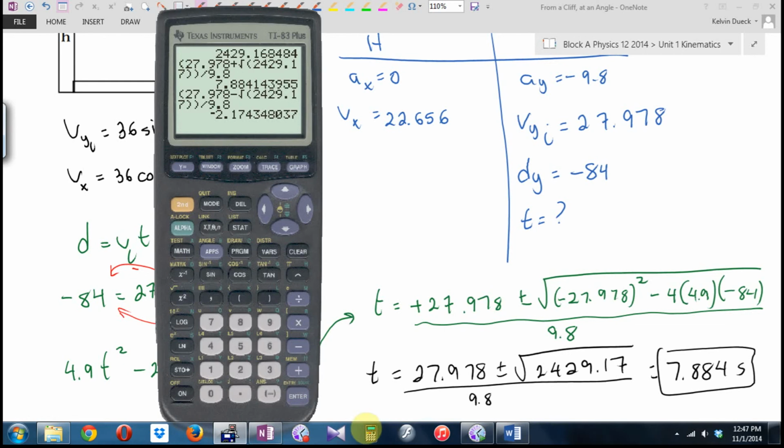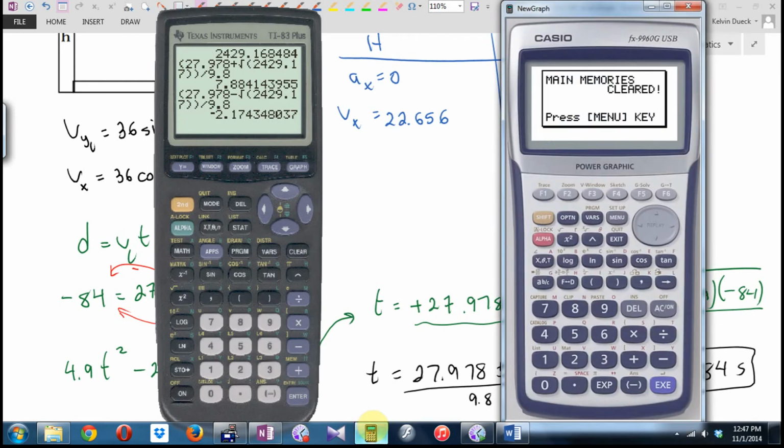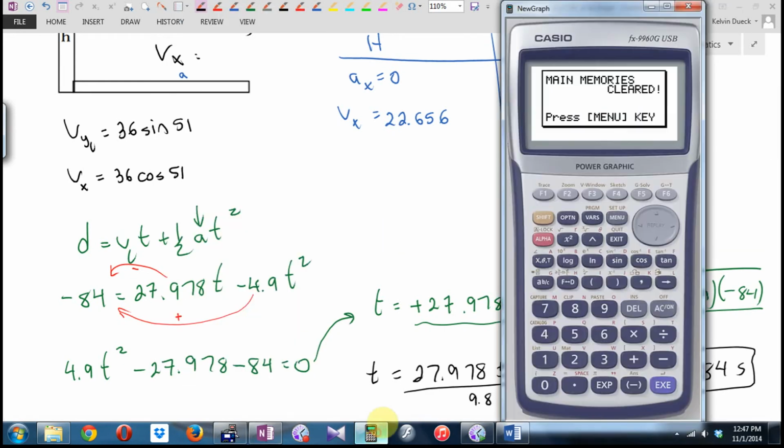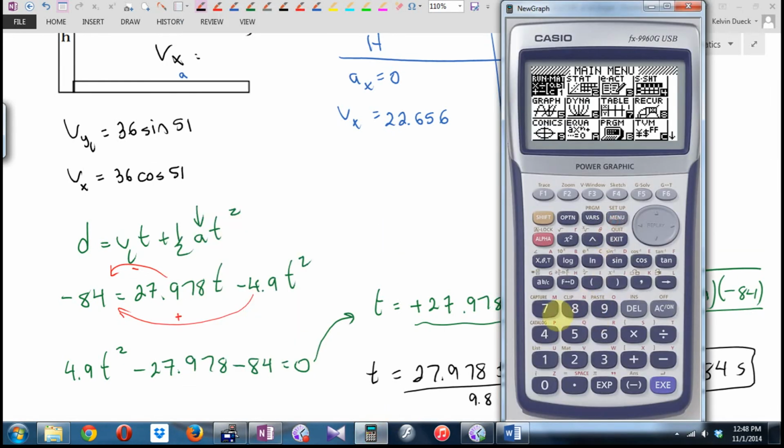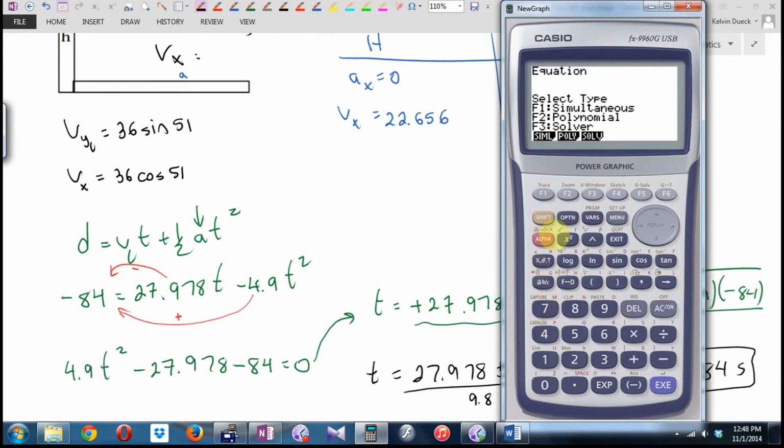Now I do have a solver on this calculator. So if I use the solver, it would look like this. Menu, equation, polynomial, degree 2. I would say a is 4.9. I would say b is negative 27.978. I would say c is negative 84, and if I'm lucky, when I hit solve, I get 7.884 seconds. Woohoo! I do.